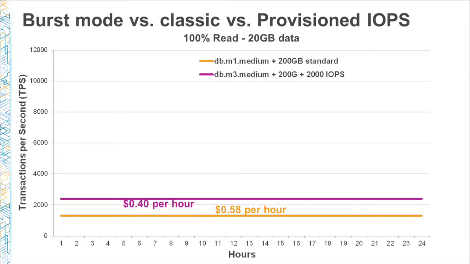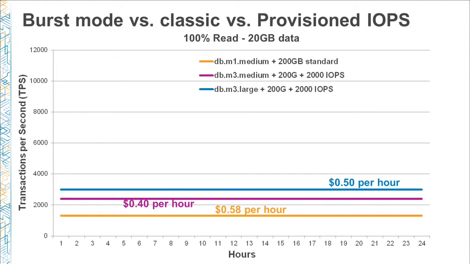What's interesting is I went and got one of the newer models, the M3 medium, and I upgraded it to PIOPS, our provisioned IOPS, and I put 200 gig with 2,000 IOPS on there. What's cool is I'm actually paying less for that newer model, even though I've bought basically better stuff, and I'm getting almost 2,200 transactions per second for less money at 40 cents.